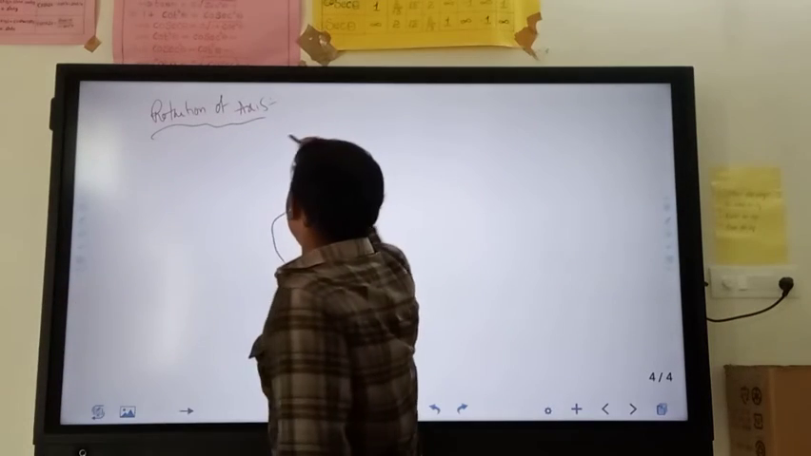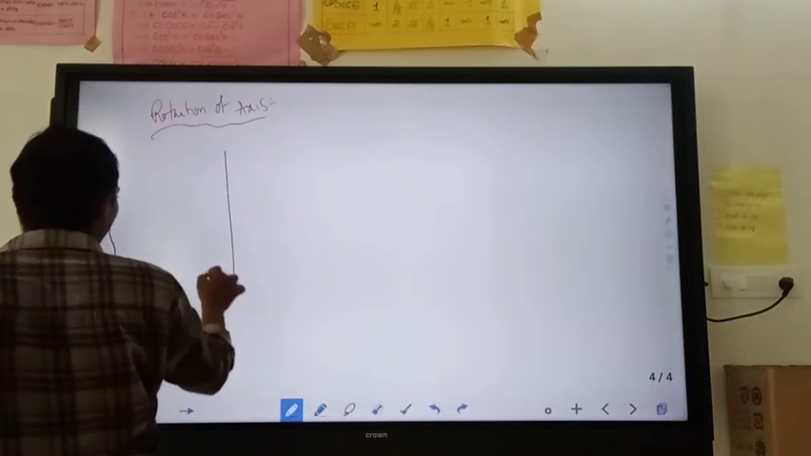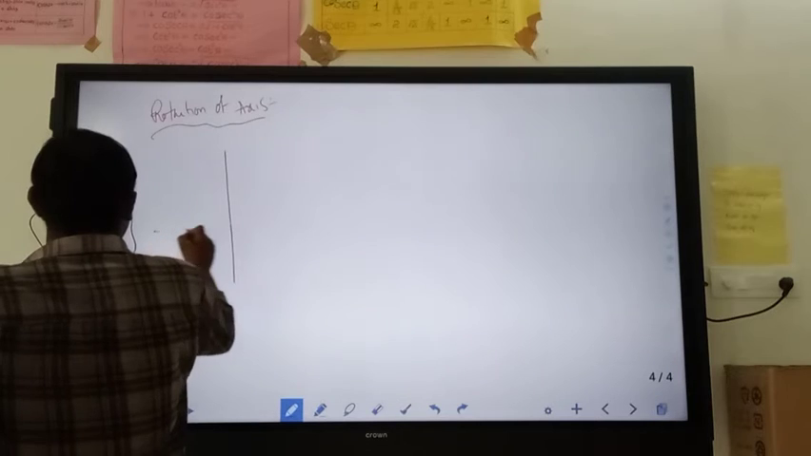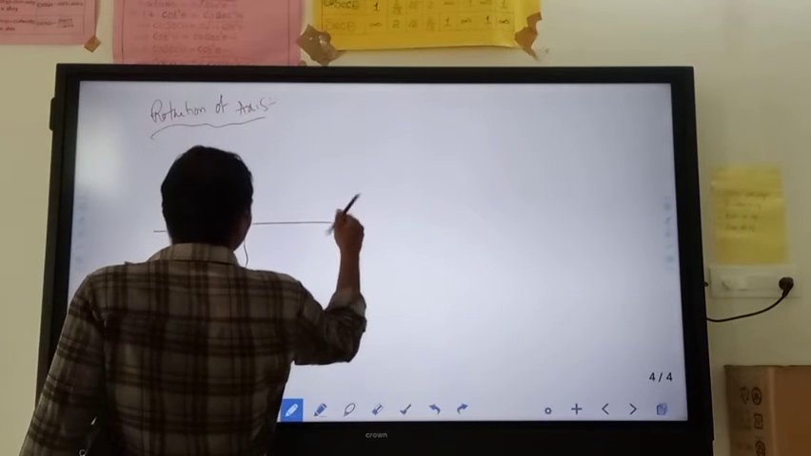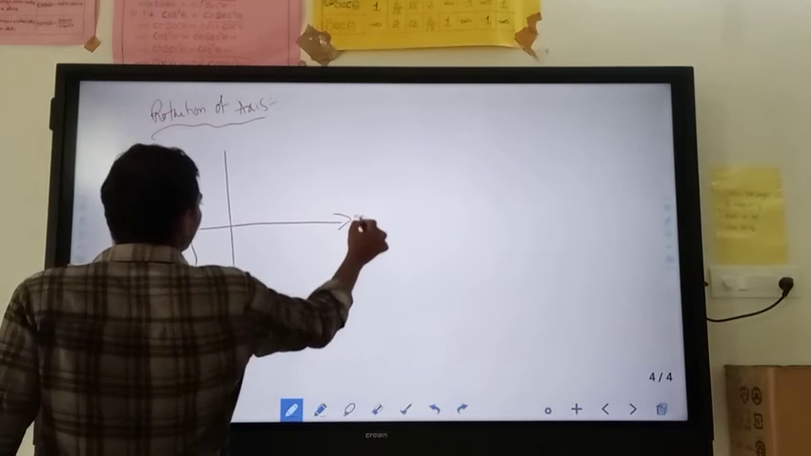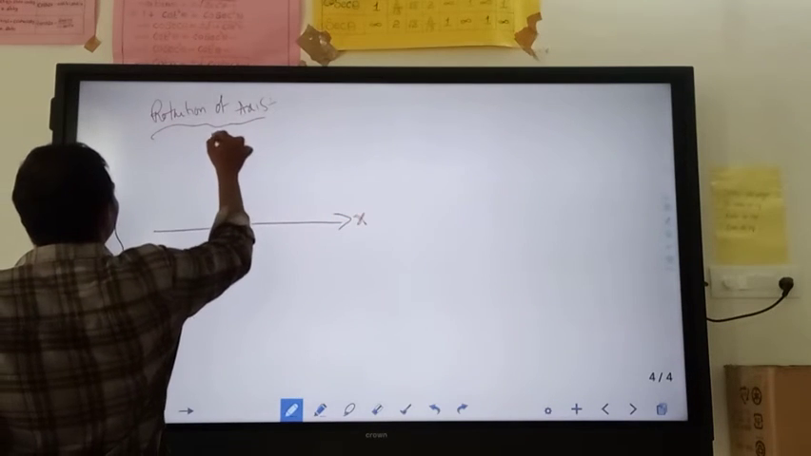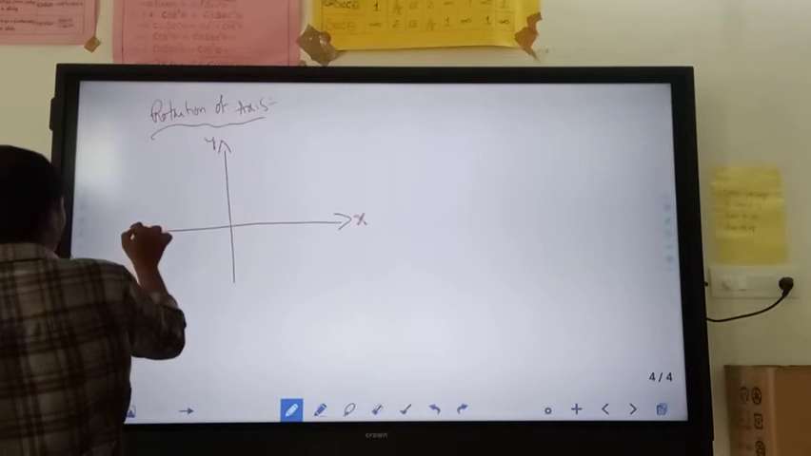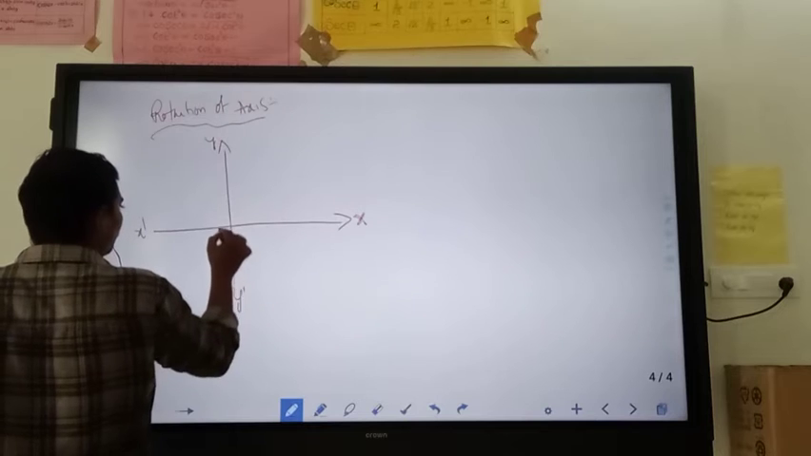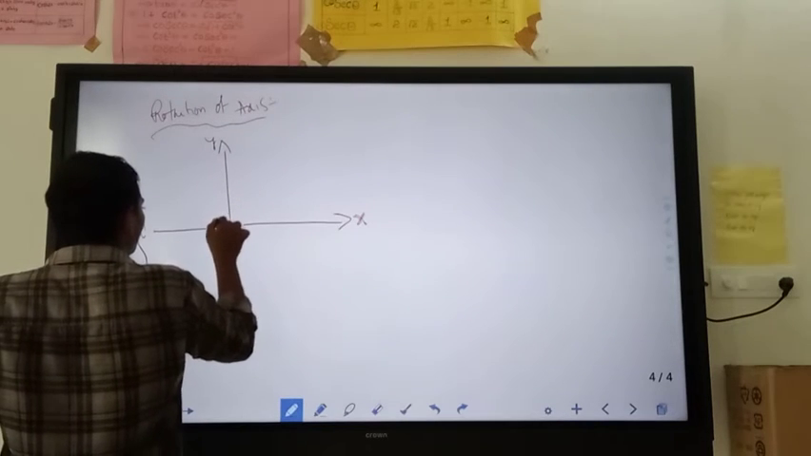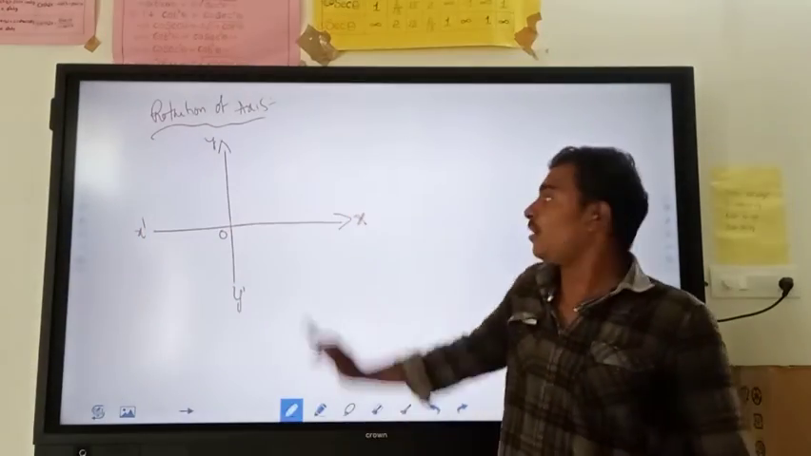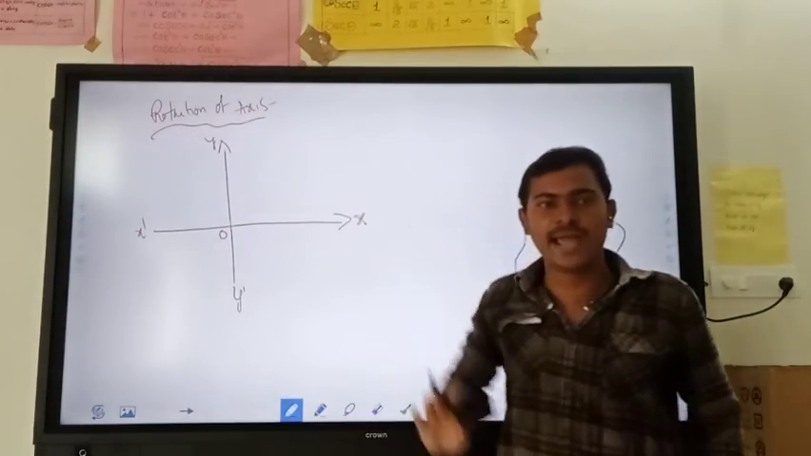Now suppose this is the real axis. Here small x and small y, small x dash, small y dash, and it is the origin O. Now we are going to discuss the rotation of axis.